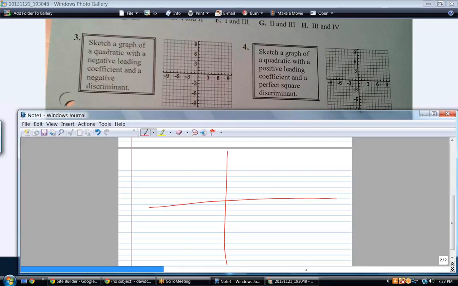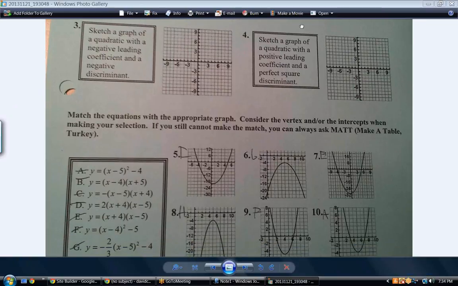Which means the graph has to be like that. Yeah. It can't be like this. If it was the above one, it would have zeros, which means it would have real solutions. So when it's down below like that, it has no real solutions and it opens down because of the negative leading coefficient. Okay, how about 4?